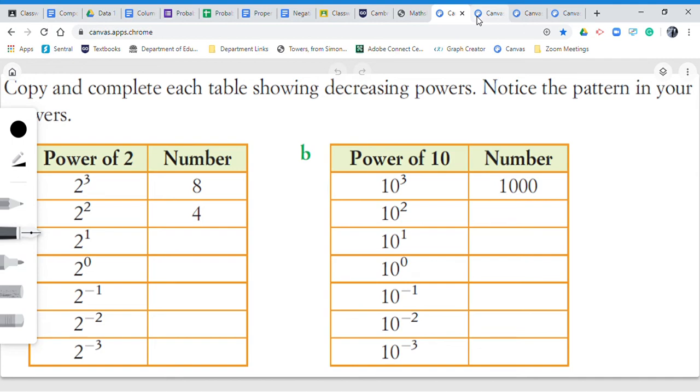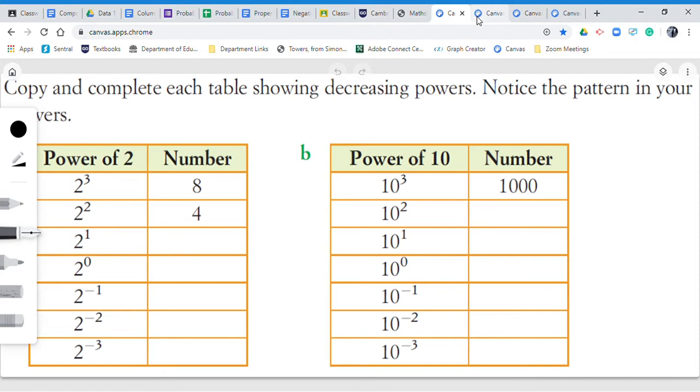Hey there, Year 10s. Today I'm going to start a lesson about negative powers, similar to how we did yesterday's lesson, talking about the zero index and why anything to the power of 0 equals 1. So I'm going to use the same idea.